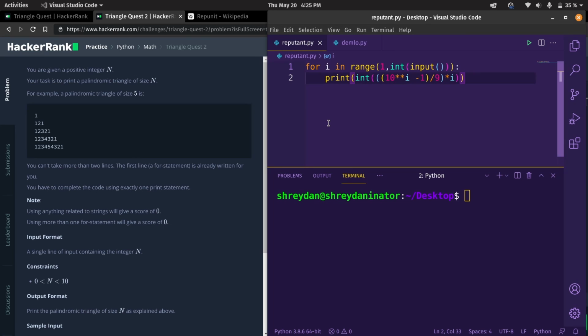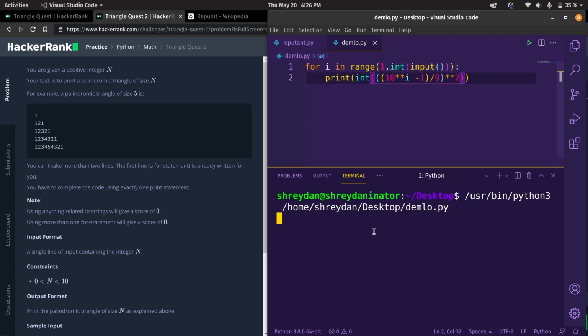So let's solve it in VS Code again. Since we'll be using all of this again, let's copy this and let's go to Demlo and we'll just paste it here. We don't need to multiply with i because we just need the ones, so we'll remove that, but we need to square the numbers. Run it, and there you have it.